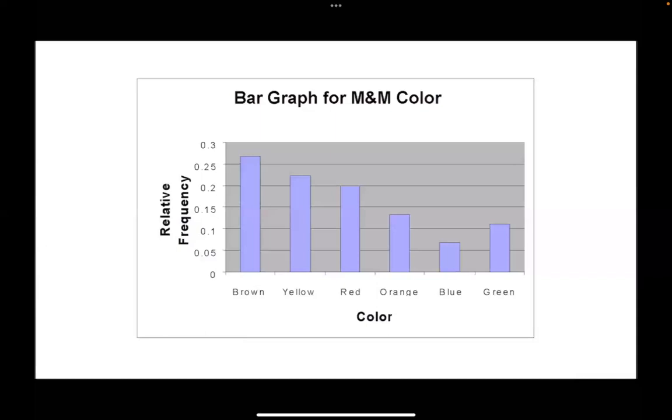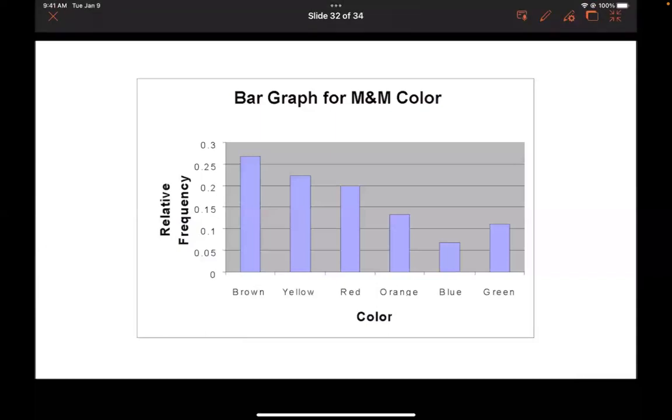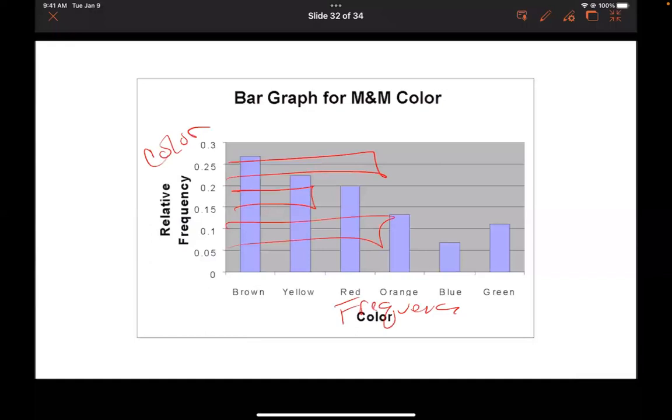I actually have a quick question. Does it matter if we put the color on the other side? It doesn't really matter if you did color here and frequency here, and then you'd make your bars go like this. You'd have to make your bars go like that. It's just a style choice. But you have to make sure that your bars are going the correct direction for the way you do it.